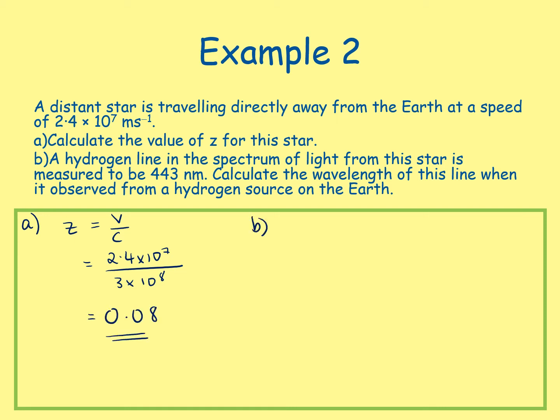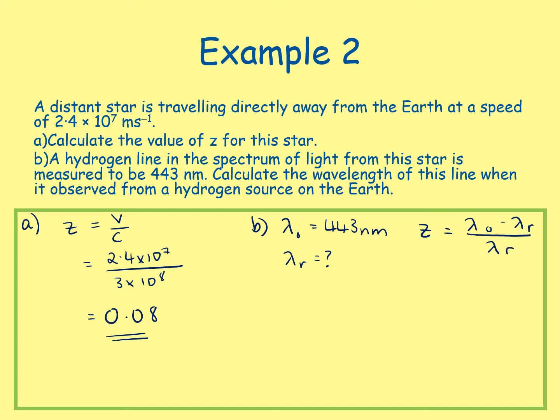Part B. A hydrogen line in the spectrum of light from the star is measured to be 443 nanometers. So this is our observed wavelength. Calculate the wavelength of this line when it is observed from a hydrogen source on the Earth. So that is our rest wavelength, because our hydrogen source is not moving. We want to use our equation Z equals lambda O minus lambda R, all over lambda R.